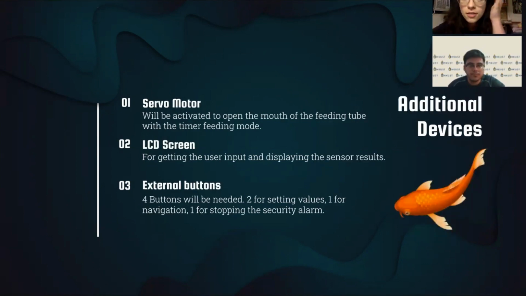For our additional devices, we will have the servo motor for the feeding. It will go off when it's time to feed the fish. We will also have an LCD screen for displaying the user input and the sensor outputs. And we will have external buttons. We will need 4 buttons in total.